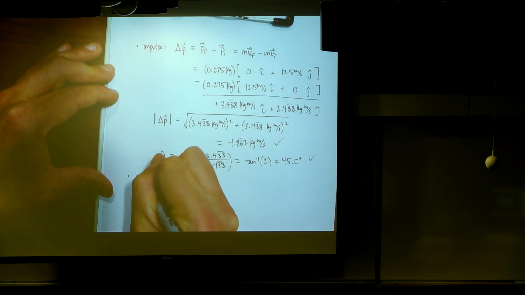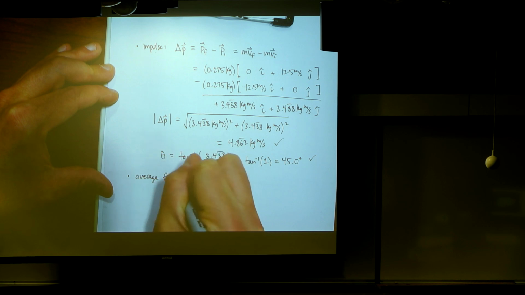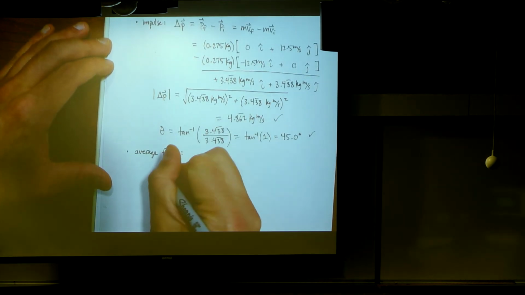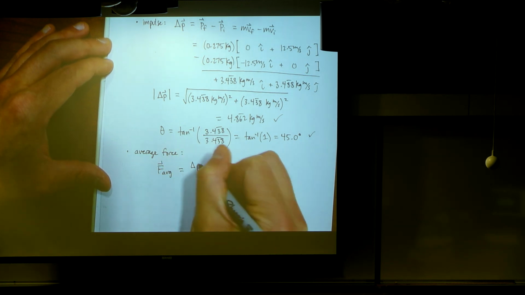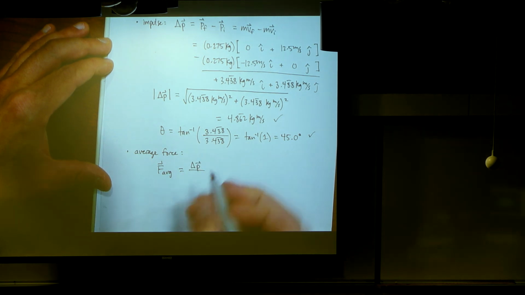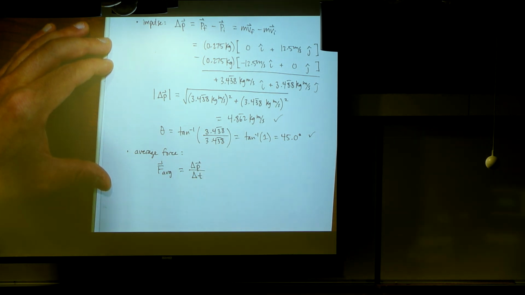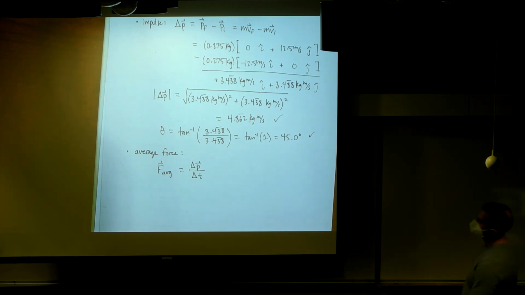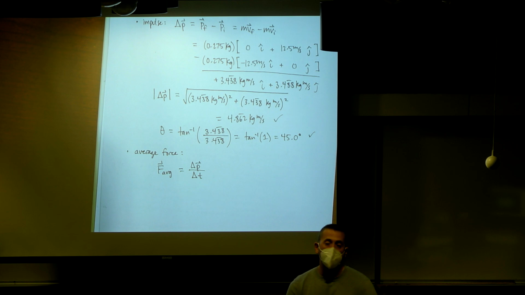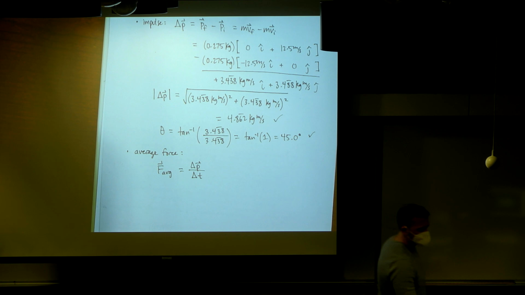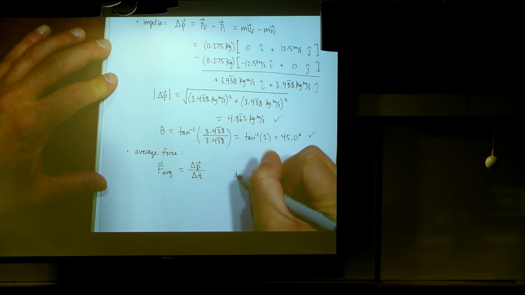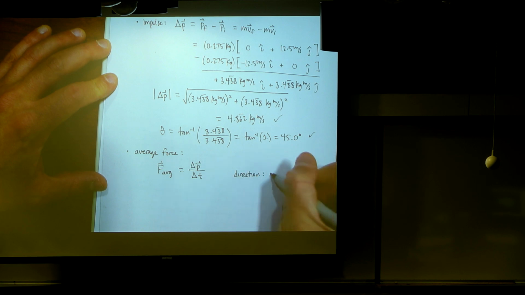Okay, for the average force, here's what we use. The average force involved during some kind of collision like this is delta P, the change in momentum that was undergone, divided by delta T. Now, we've done most of the work. There's only a little bit left to go. Can anyone tell me, for the average force, what is the direction going to be in? Same direction as delta P. Yep. Same as delta P.